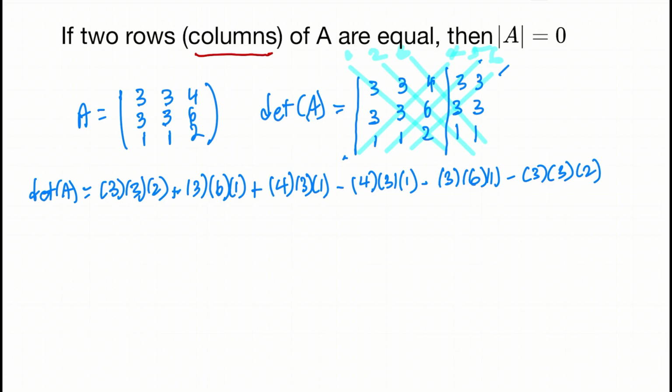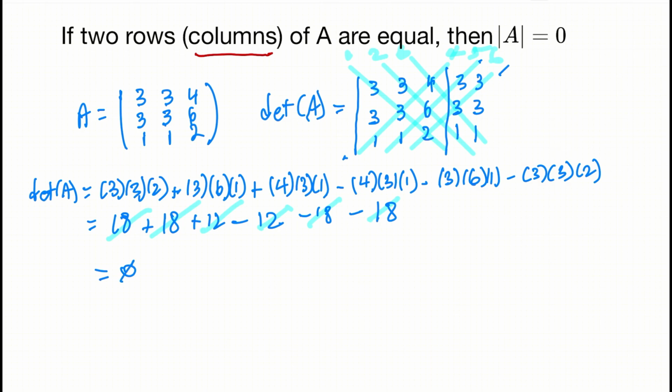Now let's multiply these out. 3 times 3 is 9, times 2 is 18, plus 3 times 6 is 18, plus 4 times 3 times 1 is 12. Now we subtract off 4 times 3 times 1, so that's a minus 12. And then minus 3 times 6 is a minus 18. And then minus 3 times 3 is 9, times 2 is 18. All right, so let's just cancel these out. We don't need to do the math. 18 and minus 18, 18 and minus 18, 12 and minus 12. So we can see that the determinant is equal to 0 in this case.